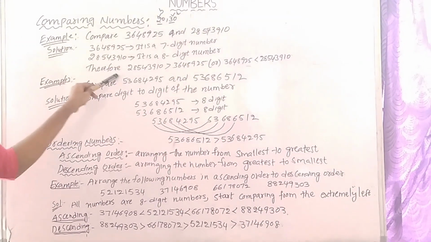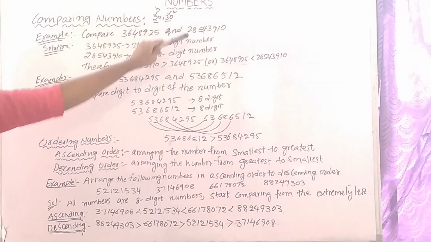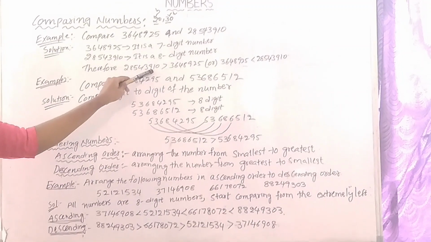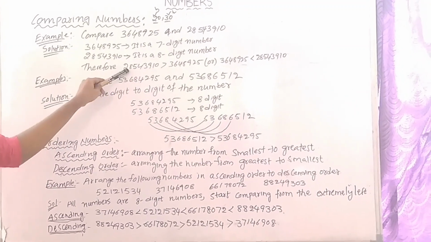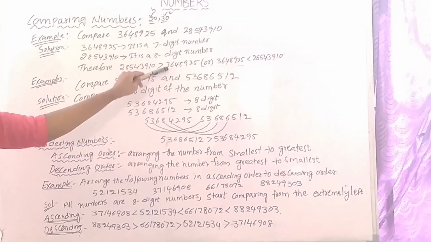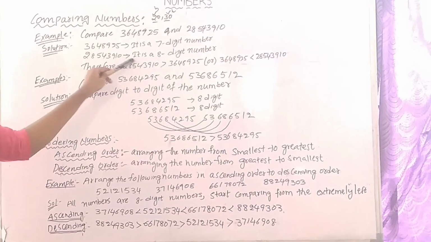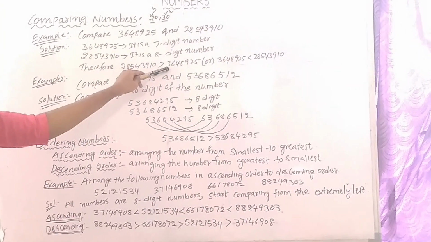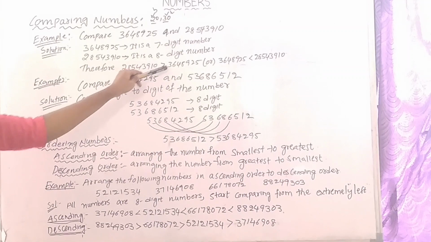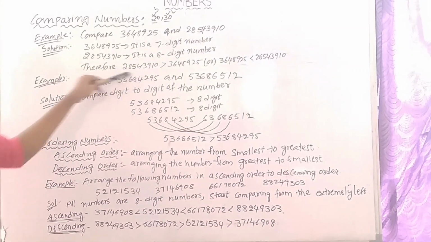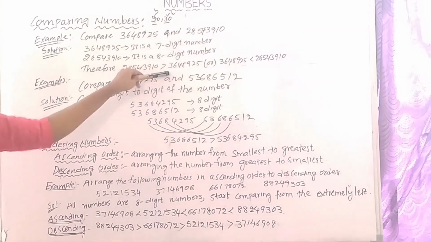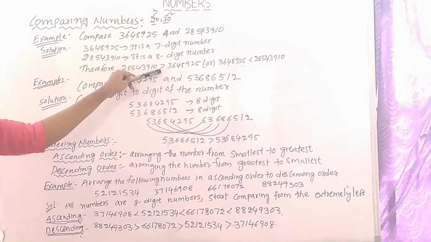So therefore, 28543910 is the 7 digit number. This is the 8 digit number. So this is the greatest number, and this is the smallest number. So we keep the sign like this.